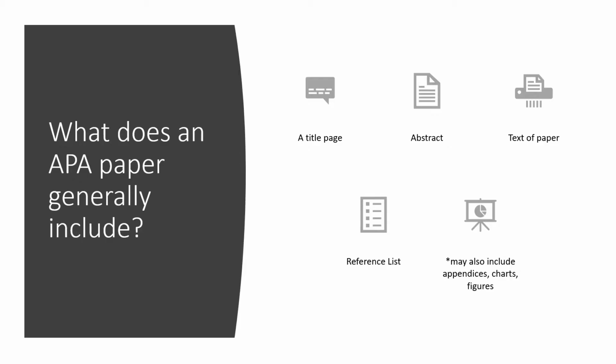The 7th edition of the APA Manual distinguishes between two types of papers, student papers and professional publications. These are some of the elements that you may be required to include in a student paper: a title page, an abstract, the text of the paper, a reference list, and you also may need to include anything like appendices, charts, graphs, or figures.